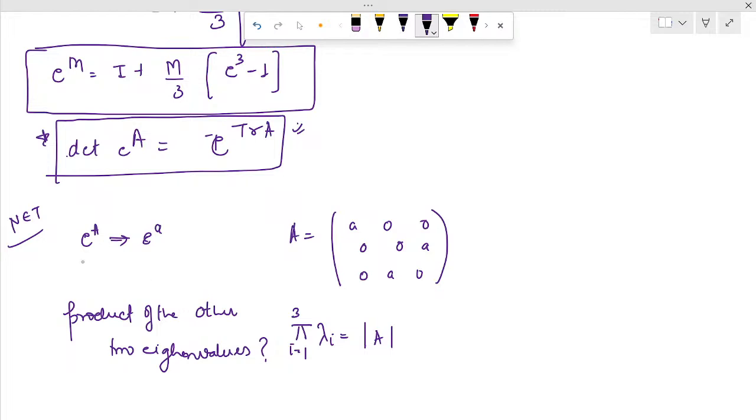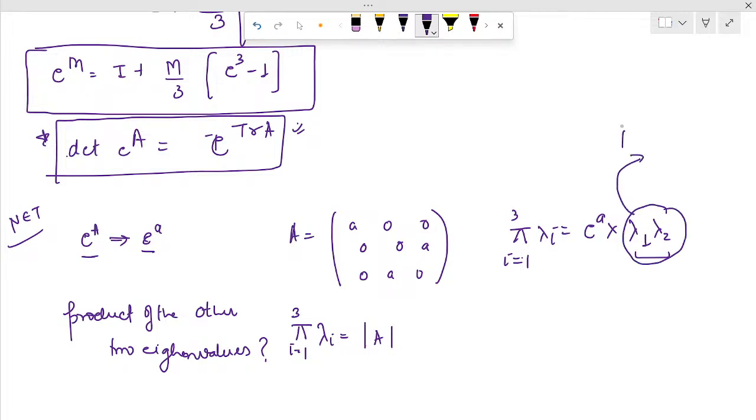And instead, if I'm saying e raised to power A, so let us say that the eigenvalues product is simply defined by this, and it will be equal to what? e raised to power a into, let's say, eigenvalue some and another eigenvalue. So this represents what? This represents the product of eigenvalues other than e power a.